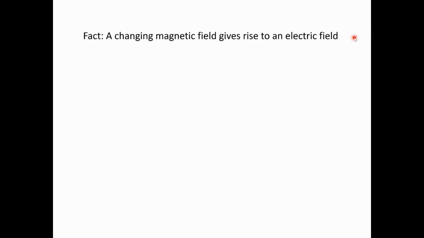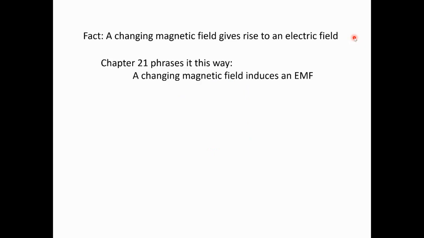Here's a fact. A changing magnetic field gives rise to an electric field. Chapter 21 will phrase it this way: a changing magnetic field induces an EMF. So an EMF is kind of like a battery that's not there. It's electromotive force. It's something that gives rise to a current, just like a battery would, except that there isn't a battery there. So an electromotive force is EMF, old school term.